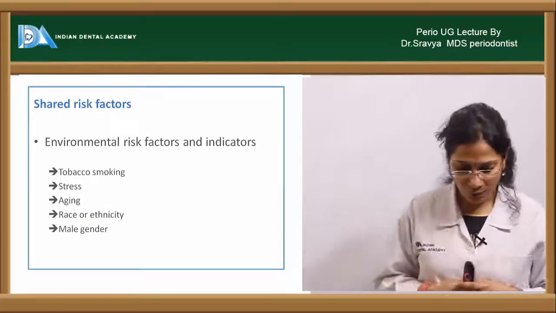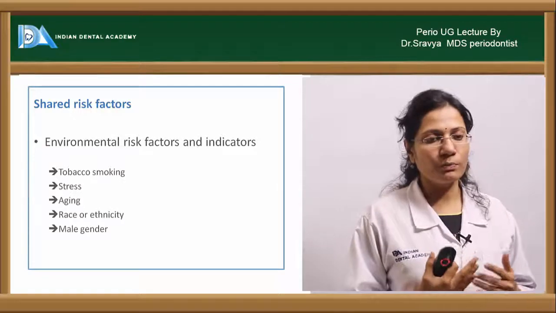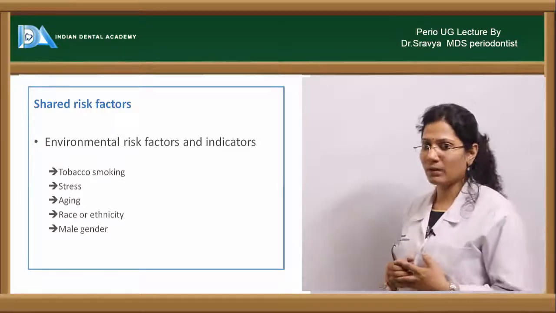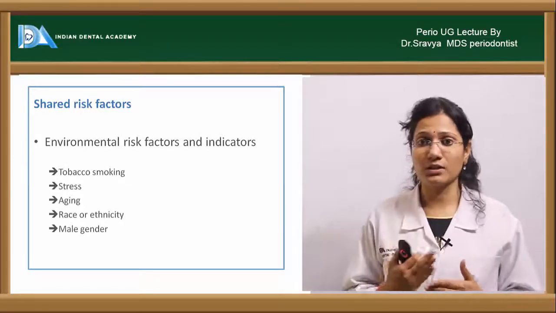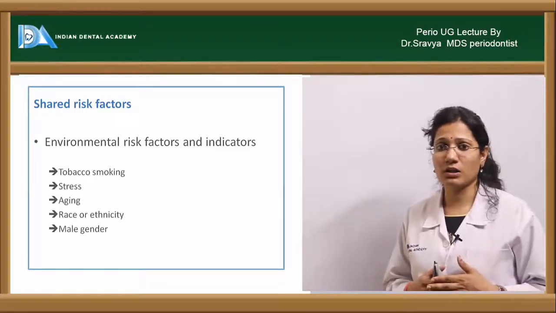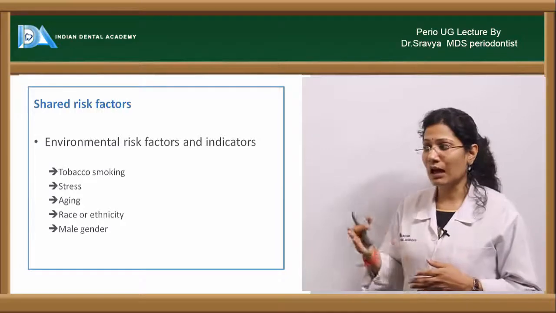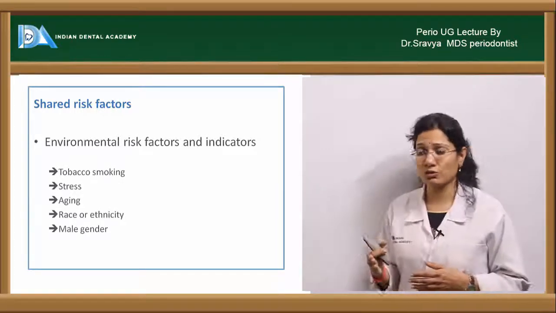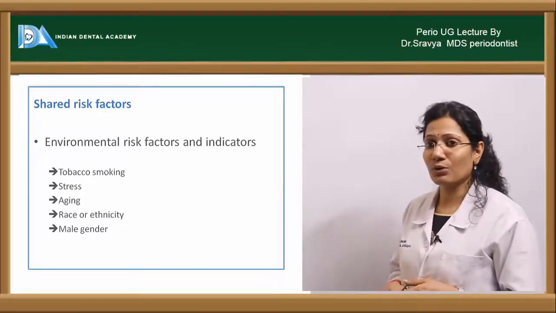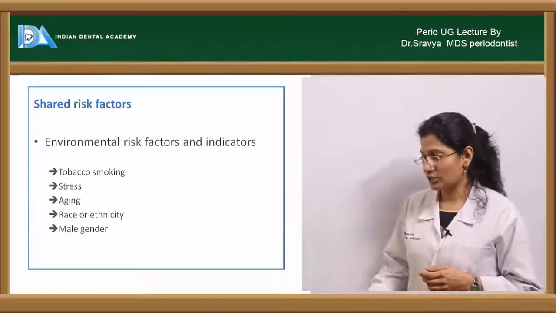Now, the third reason why you can interpret that periodontal infections can be linked to systemic diseases would be the shared risk factors that your systemic diseases and your periodontal infections both have in common, either environmental risk factors or risk indicators. These include tobacco smoking, stress, aging, race or ethnicity, and male gender.